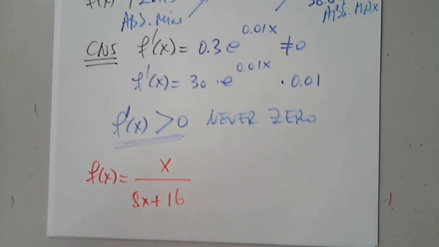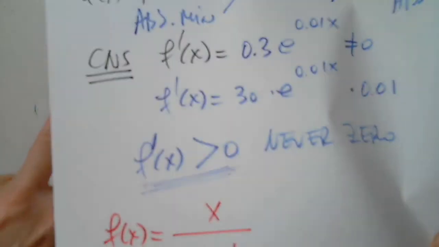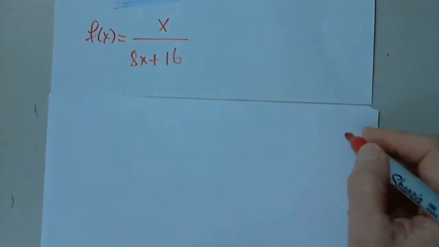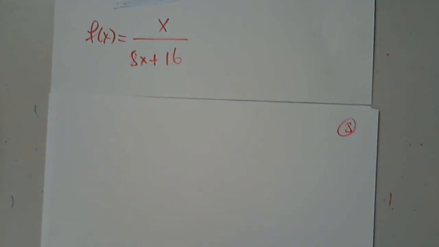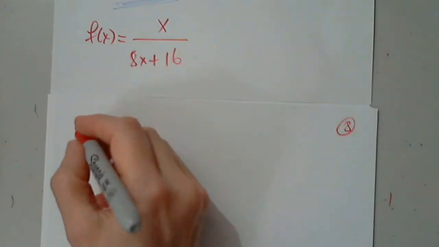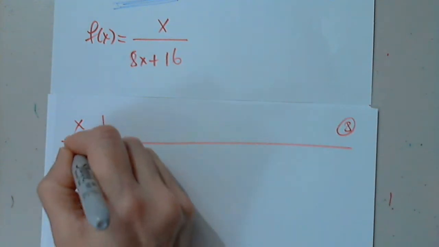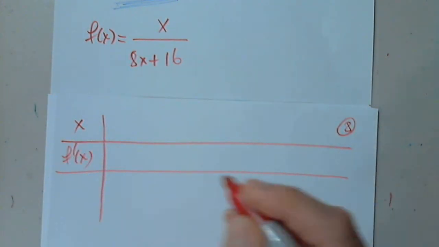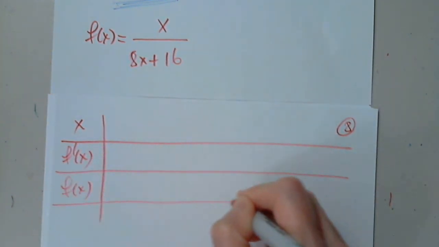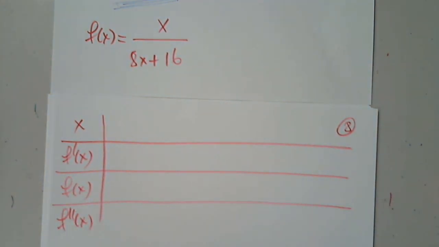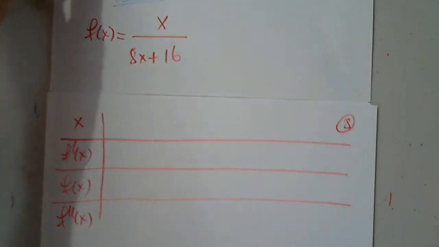Okay. So we're asked to graph using everything, determining everything, and of course summarizing everything in the table. I'll start with my table. f prime, f of x, and f double prime. Okay. Can anyone give us the domain of this function?